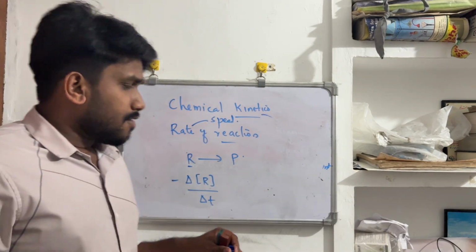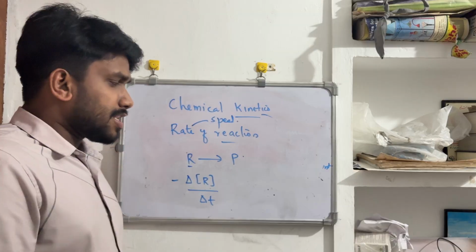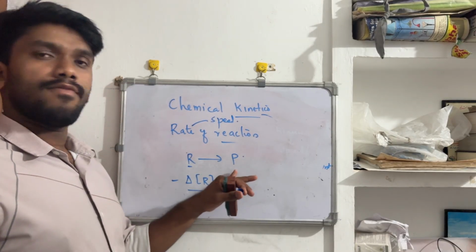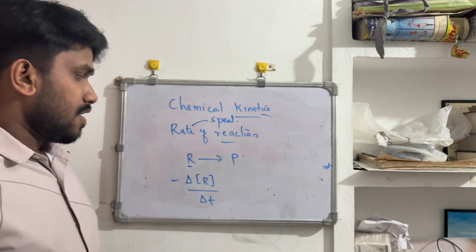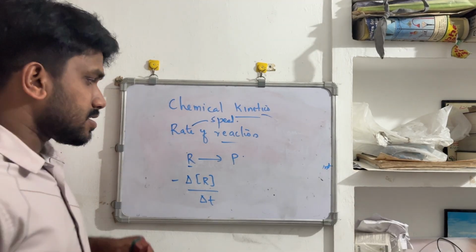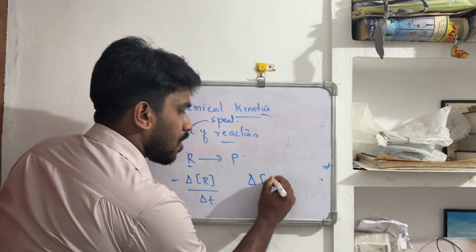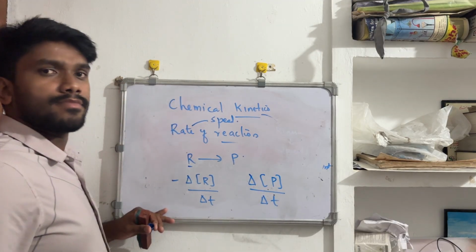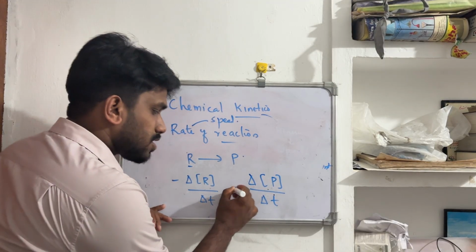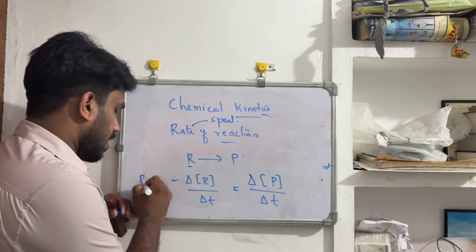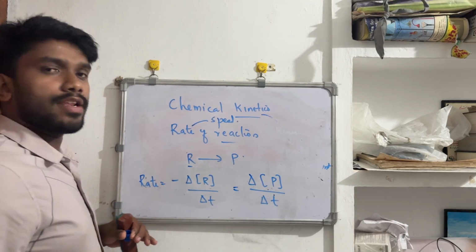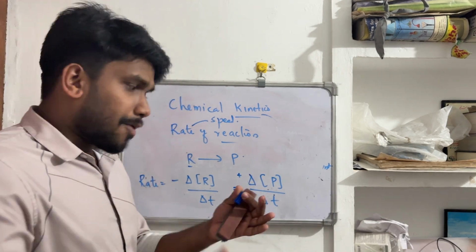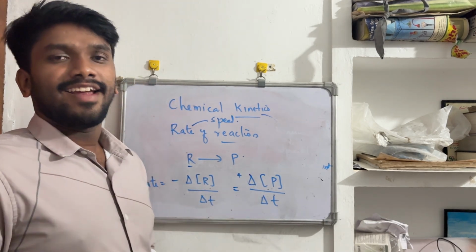Another way, we can mathematically represent the rate of this chemical reaction in terms of products. We can write it as change in concentration of product divided by change in time. Both are equal to the rate of the reaction. It is a positive sign because the product concentration increases with time.